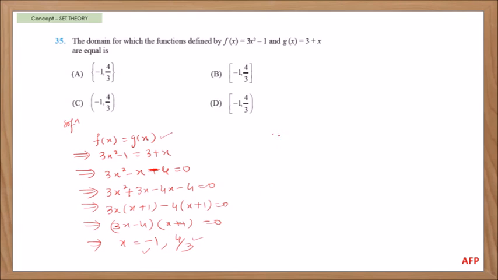So x belongs to a set, very important, not an interval, a set. So all the x values for which this equality holds are only the two values. So the domain is nothing but the set {minus 1, 4 by 3}. Which option is it? C option is the correct one.